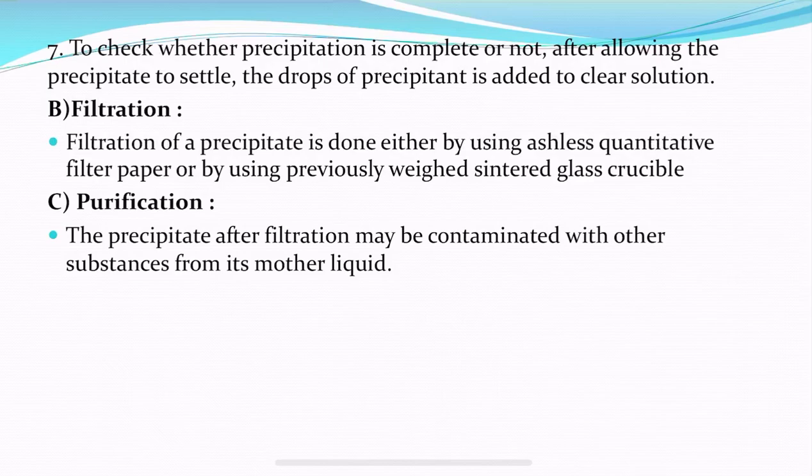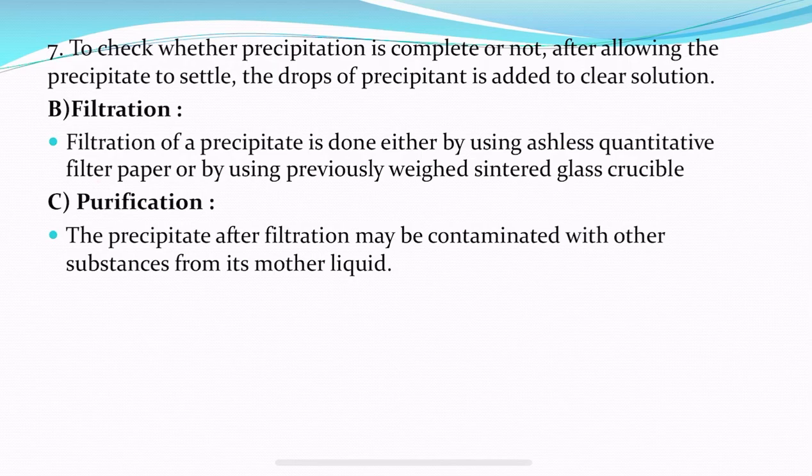Okay. So, next is filtration. So, this is another step which is involved in the precipitation method. So, filtration, as the name itself says, filtration of a precipitate is done either by using ashless quantitative filter paper. We can directly use the filter paper, ashless filter paper or Whatman filter paper.